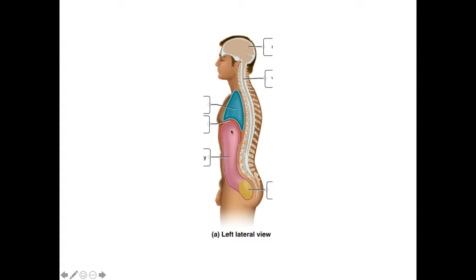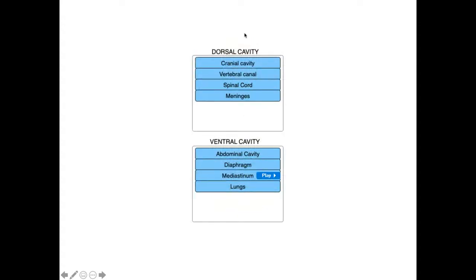We have a ventral cavity, and we have a dorsal cavity, right? Ventral is anterior, dorsal is posterior. So in the dorsal cavity back here, we have the brain and the spinal cord. And in the ventral or anterior part, we know we have the lungs here, then we have the abdominal organs here, and we have the reproductive organs down in here.